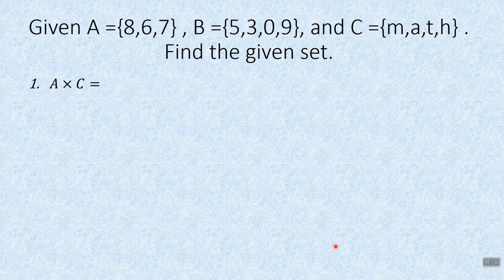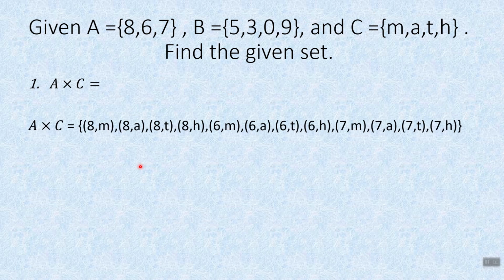All right. So if we're given a set A, 8, 6, 7, set B, 5, 3, 0, 9, and a set C, MATH, now we're going to look at some cross products. A cross C. So I want to pair everything in A with everything in C. 8 with M, 8 with A, 8 with T, 8 with H. Oh my goodness, A's and 8s. 6 with M, 6 with A, 6 with T, 6 with H. And I could keep saying these, but check it out.